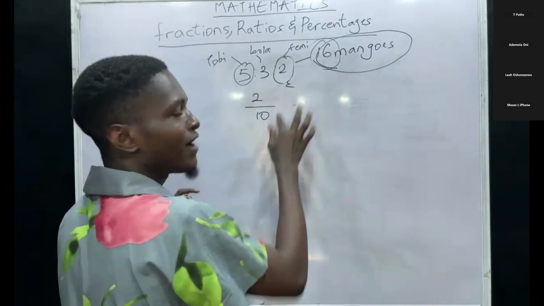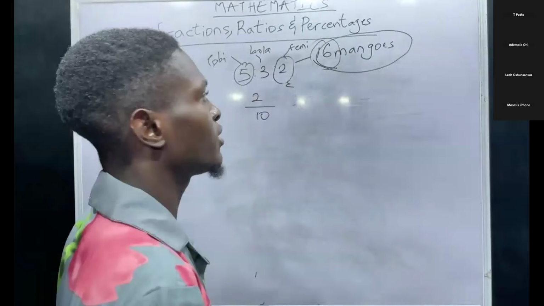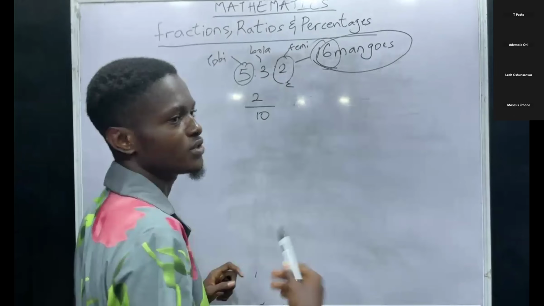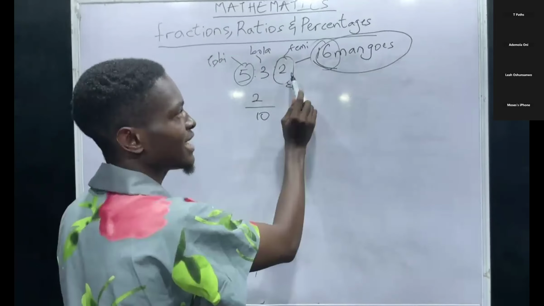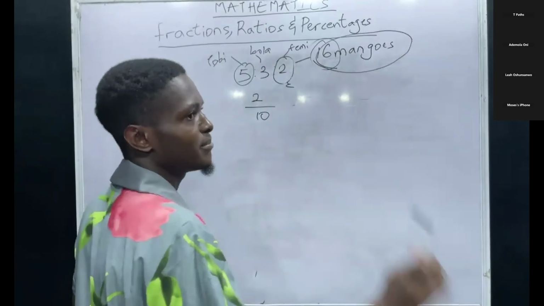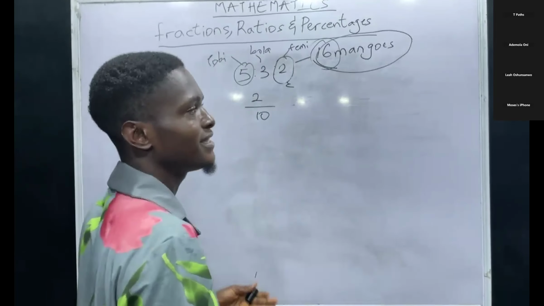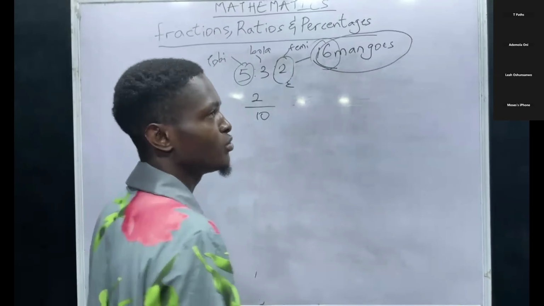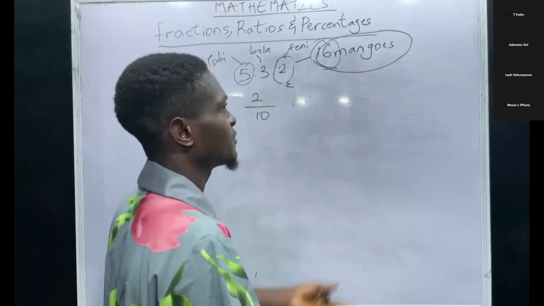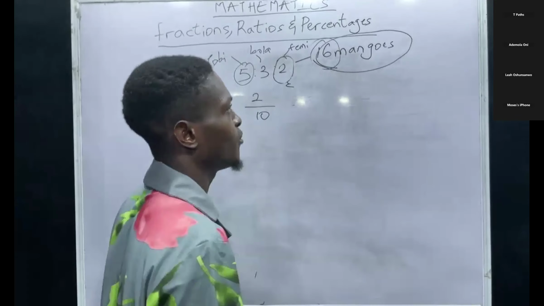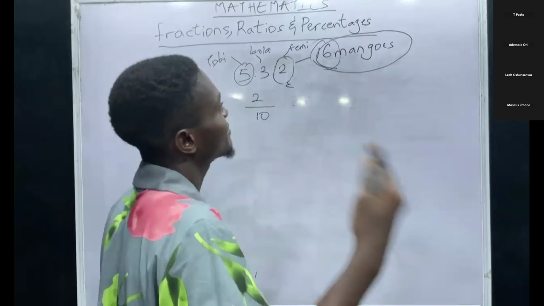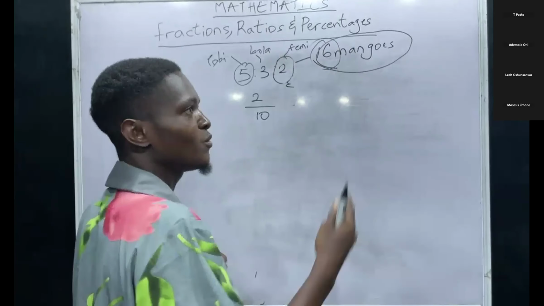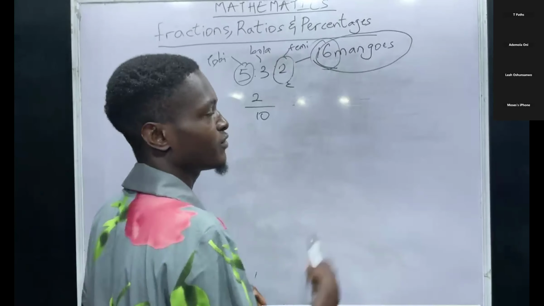Now, 2 over 10 of what? We are told mangoes, but we are not given the total mangoes they are sharing. We only know this person, the lowest share, is collecting 16 mangoes. It's as if they say you are collecting 500 of the 2,000, but we are not told the total amount is 2,000. We are just told you are collecting 500 out of the amount we are sharing.